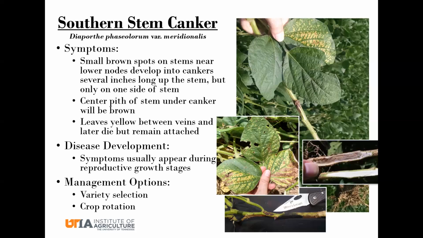If we were to cut open the pith under that canker, we would see that the vascular tissue would be brown. And we would also notice that in the field, our leaves begin to yellow between the veins and later die. But instead of prematurely defoliating, those leaves will remain attached. Symptoms of this disease usually show up around reproductive growth stages. And again, when looking at management options, variety selection is very important, but also using crop rotation out to things such as corn.